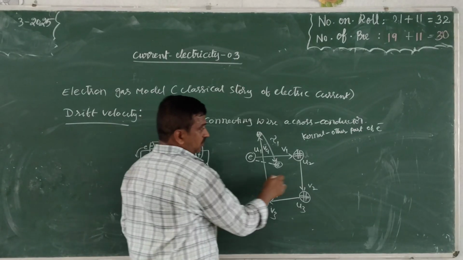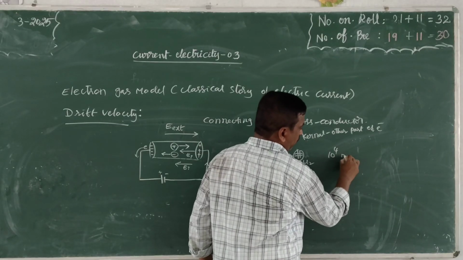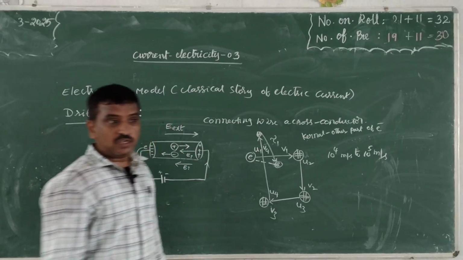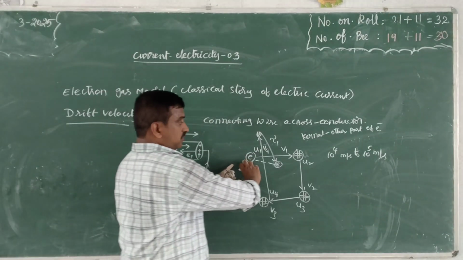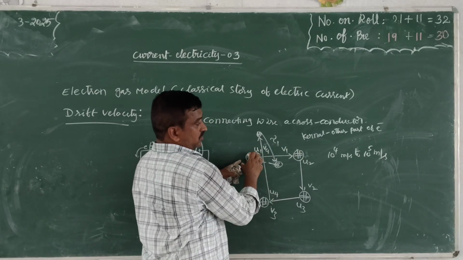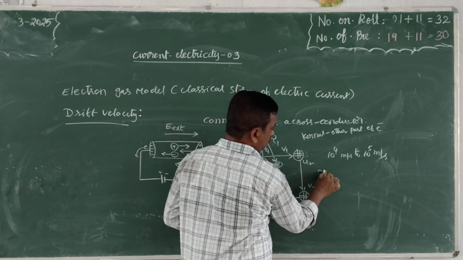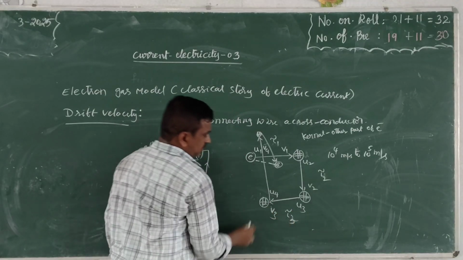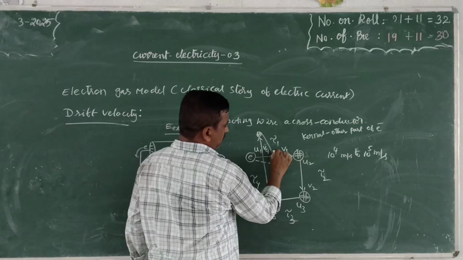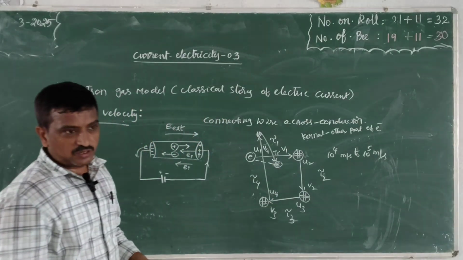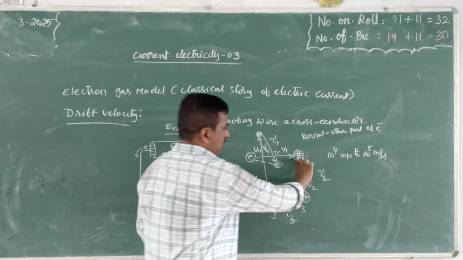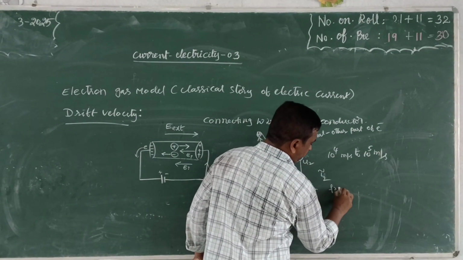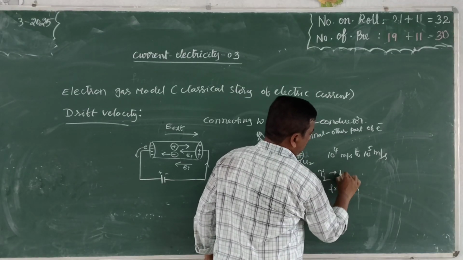Its initial velocity is 10 power 4 to 10 power 5 meter per second because of thermal energy; it moves with thermal velocity. Because of collision with the kernel, it comes to rest. For how much time? Tau 1 time. Here it comes to rest for tau 2 time, here tau 3 time, here tau 4 time, here tau 5 time. Tau means relaxation time. The distance between two successive collisions with the kernel we call the free path.